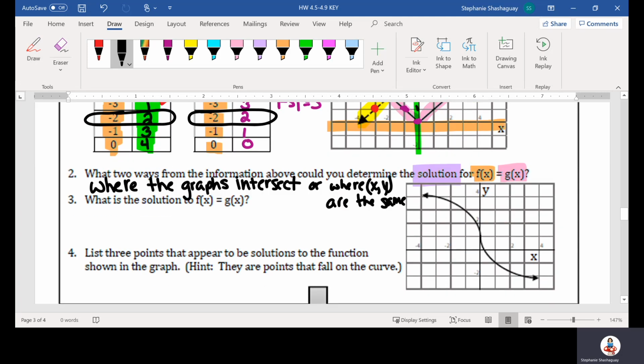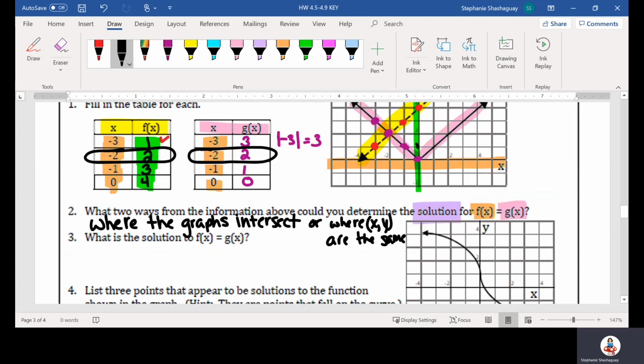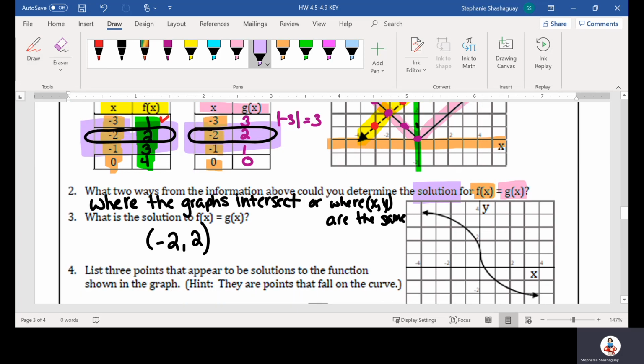So what is the solution for f of x equals g of x? Well, that is going to be -2 and 2. My solution is where the 2 points intersect, where they both would be the same value for the input and the output.